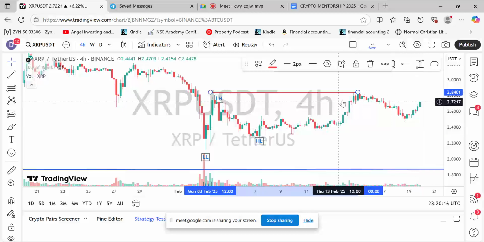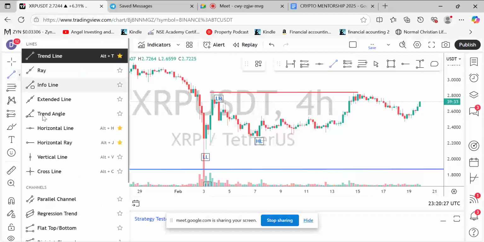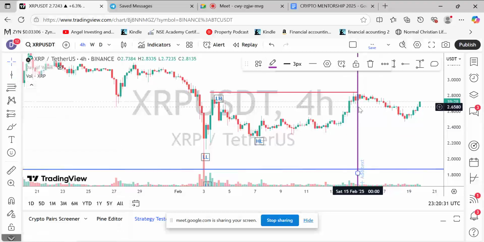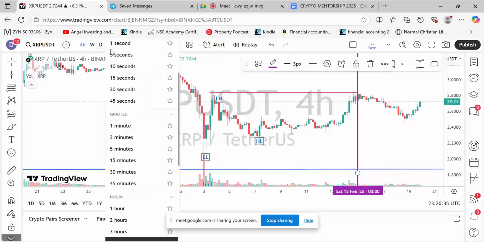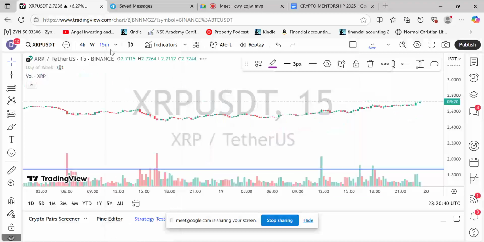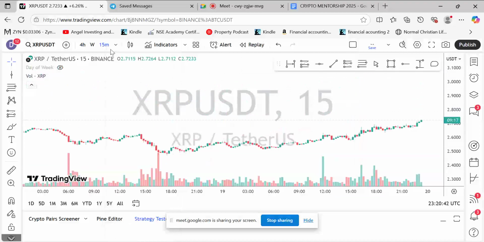Okay. So now that the buyers have overcome the sellers here, what we will do is mark a line within this to catch this downtrend. This is where the downtrend began in 4 hours. See this purple line. I will now go to 15 minutes to see. I want to catch where the downtrend ended.